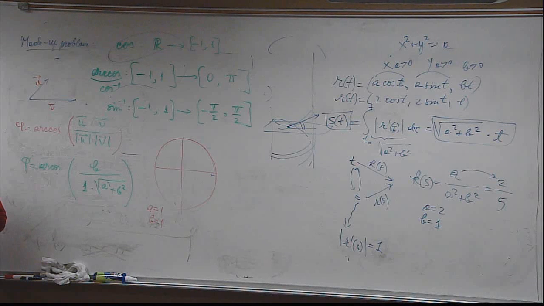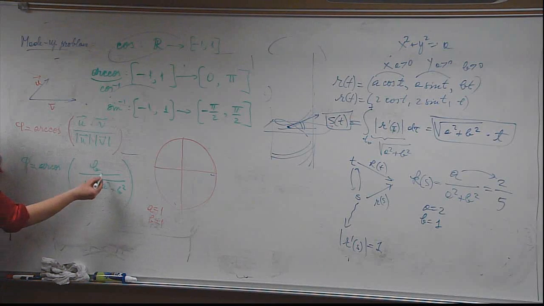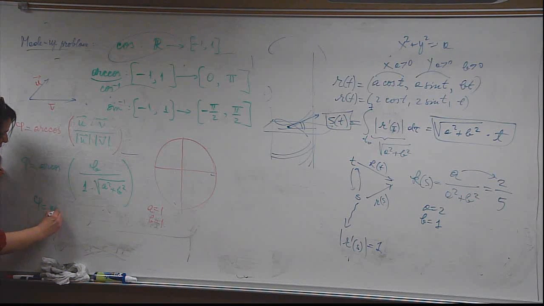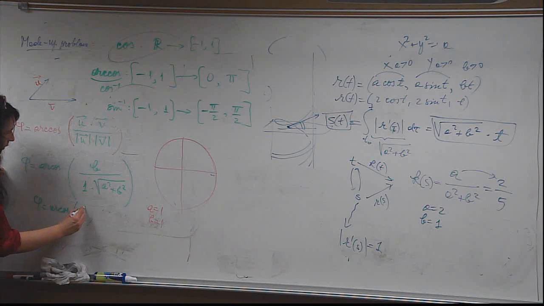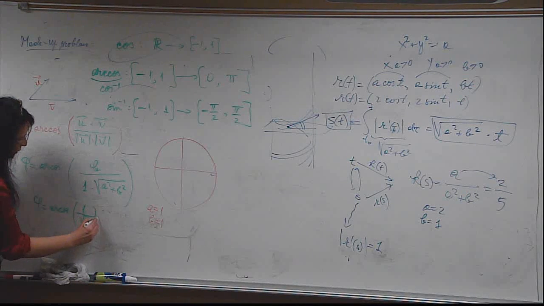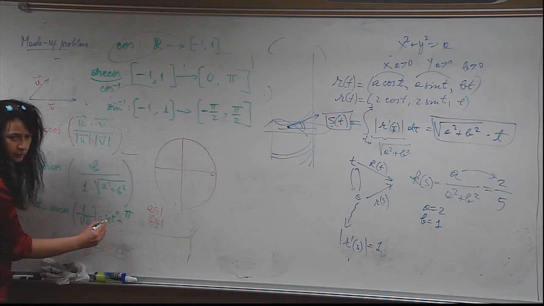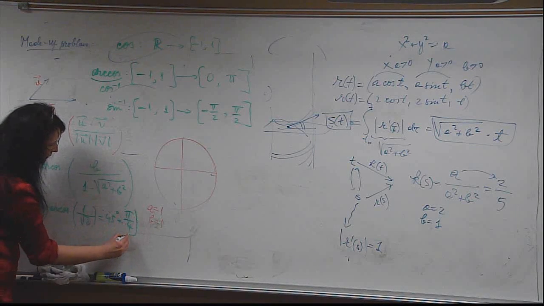That would be B over the square root. 3 over 5. A is 1 and B is 1, like we did last time. That would be the square root of 2 over 2, which is pi over 4. So phi will be arc cosine of 1 over square root 2, which is a 45-degree angle, which is pi over 4, right? You said it, okay.